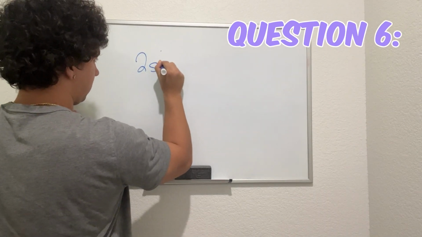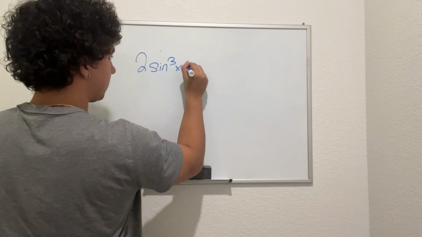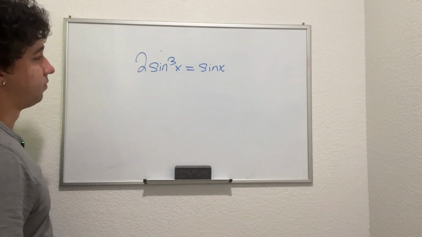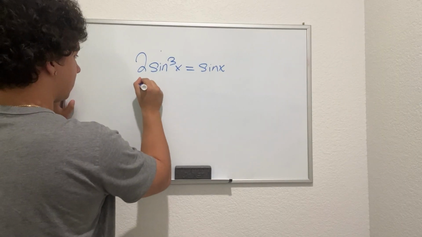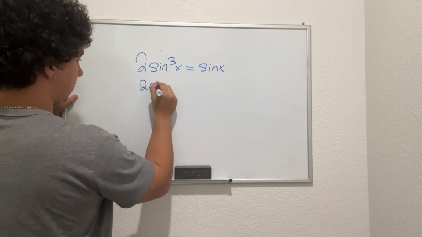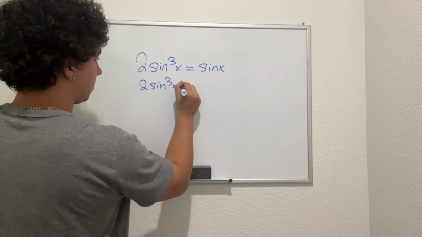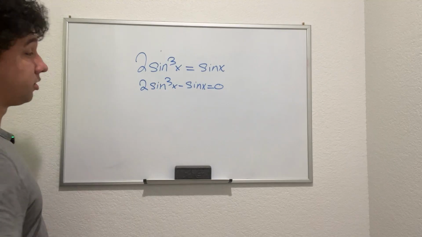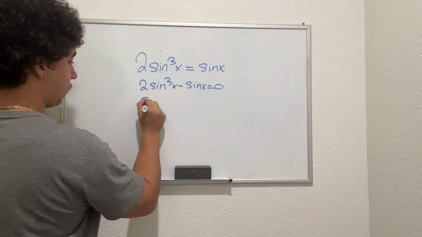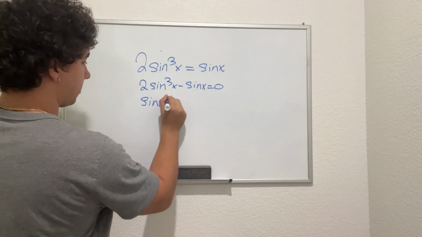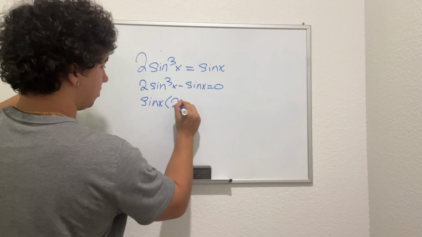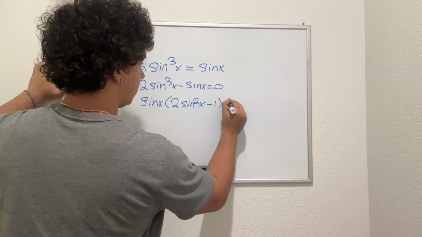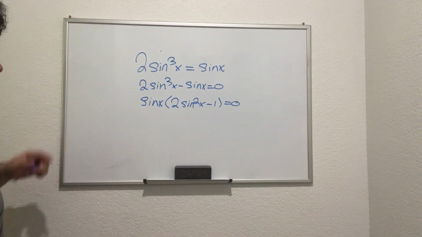2 sine cubed x is equal to sine x. Again, I gotta solve here. First thing I'm gonna do is subtract sine from both sides. So 2 sine cubed x minus sine x is equal to 0. Now I'm gonna do the same thing that I did on that last one. I'm gonna take out a sine. Since they both have sine x terms, that's gonna end up giving me sine x times 2 sine squared x minus 1 equal to 0. And then from here, I'm just gonna set both of these equal to 0 again.